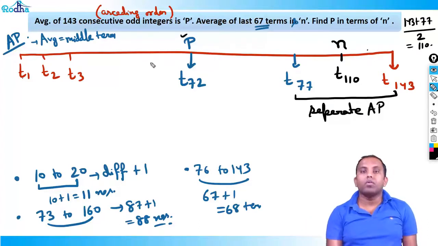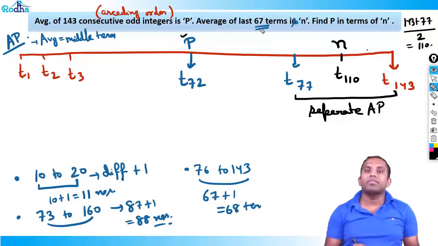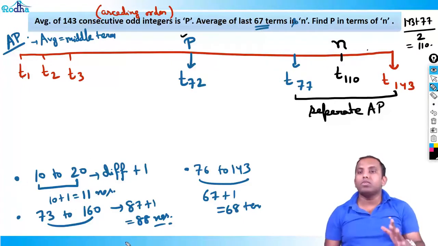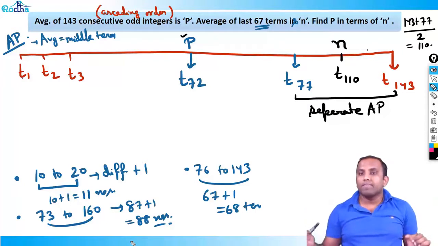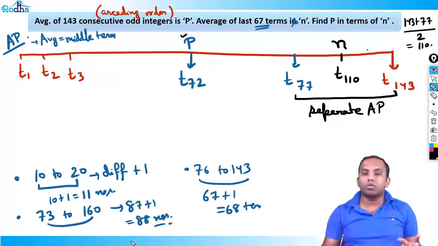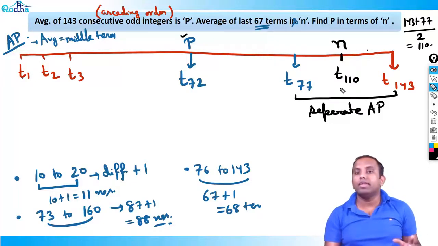Now, the average of the last 67 terms is N. 143 is the last term, minus 67 is T76. So start from T77. From T77 to T143, there are 67 terms. What is their average? Again the middle term, because it is also an AP, with a gap of 2, 2, 2, 2. First term plus last term by 2. 143 plus 77, 220 by 2, 110. So T110 is the average, which is given as N.